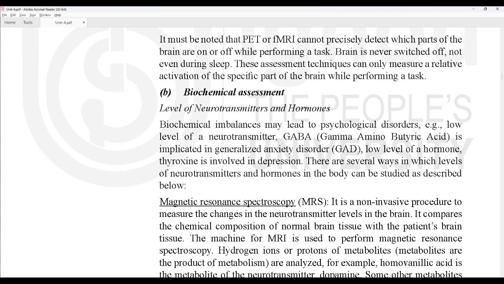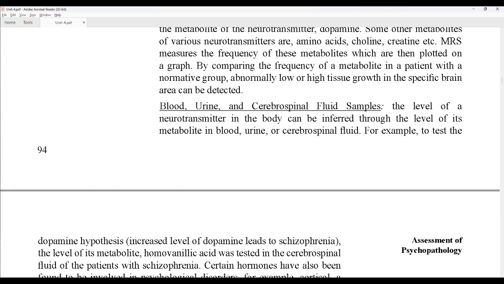The machine for MRI is used to perform magnetic resonance spectroscopy. Hydrogen ions or protons of metabolites are analyzed. Metabolites are the product of metabolism. For example, homovanillic acid is the metabolite of the neurotransmitter dopamine. Some other metabolites of various neurotransmitters are amino acids, choline, creatine, etc.